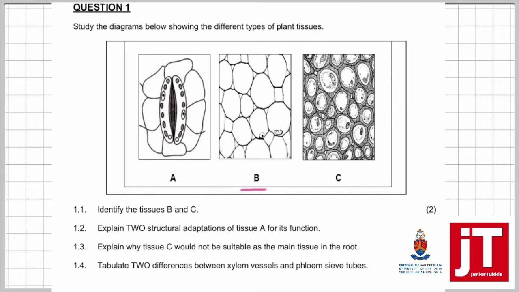Identify tissues B and C. Now B and C, let's look at B. B has air spaces and C is thickened at the corners. Now, any tissue that has air spaces, you should know that that is parenchyma, and C, any tissue that's thickened at the corners, that is collenchyma tissue.